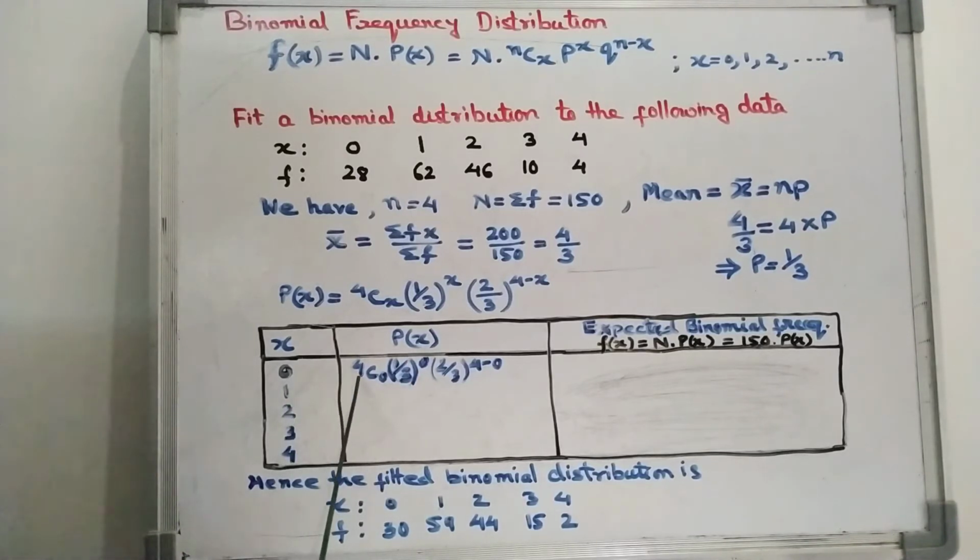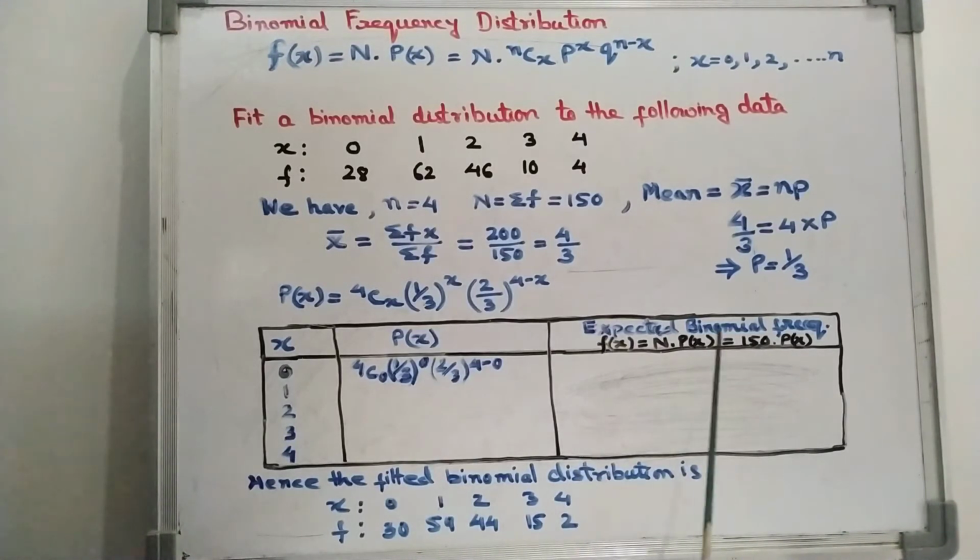For x is equal to 0, we can write 4c0, 1 by 3 raised to the power 0, 2 by 3 raised to the power 4 minus x. So we have written here. After evaluating, you will get some value. So put the value here. Similarly, do for x is equal to 1, 2, 3, and for x is equal to 4. So evaluate this Px value, you will get different Px values.